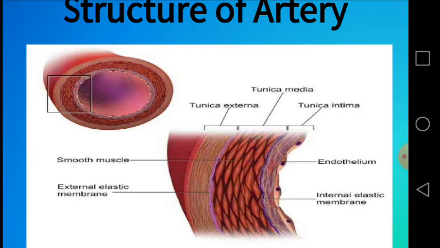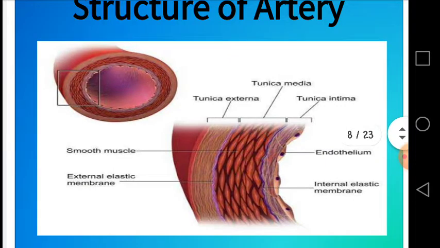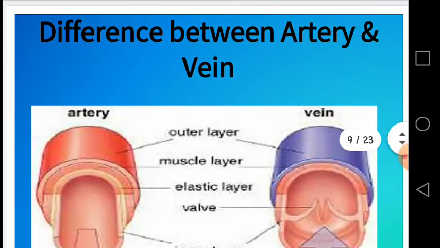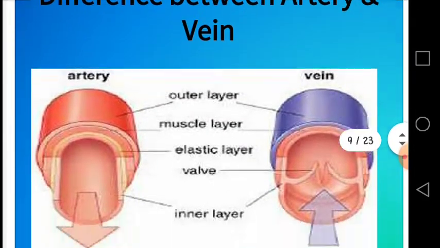This diagram can show you the three layers: the tunica externa, the outer membrane; the tunica media, the middle layer, which contains the smooth muscles, and these smooth muscles are covered by elastic membrane externally and internally on both sides, and the tunica intima means the inner layer. After having this view of the structure of the artery, you can see the difference between the artery and the vein.